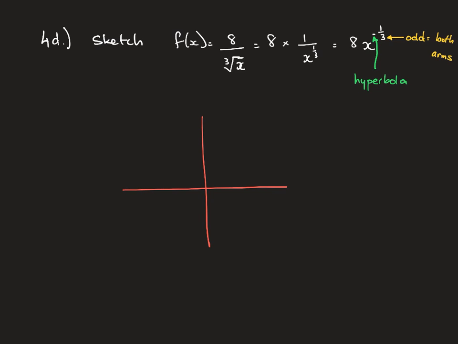The denominator of our unit fraction is an odd number, which means we're going to have both arms, and the 8 at the front means that we have a vertical dilation, which means for our x is equal to 1 value, the corresponding y value, instead of being 1, will be 8. And for negative 1, instead of being negative 1, it will be negative 8.